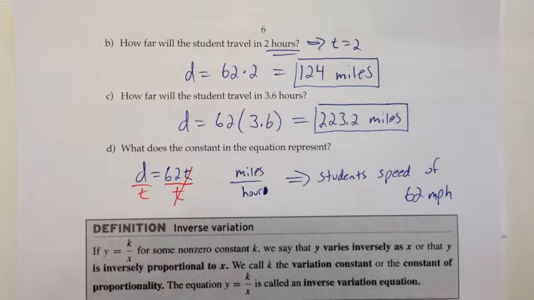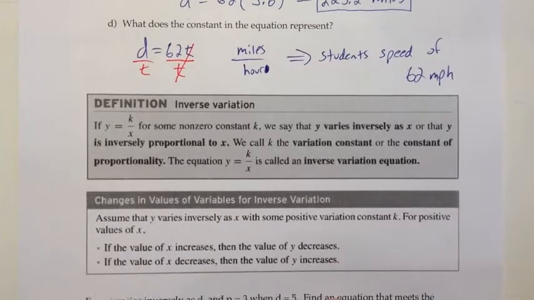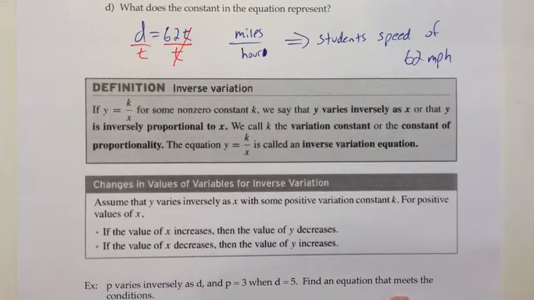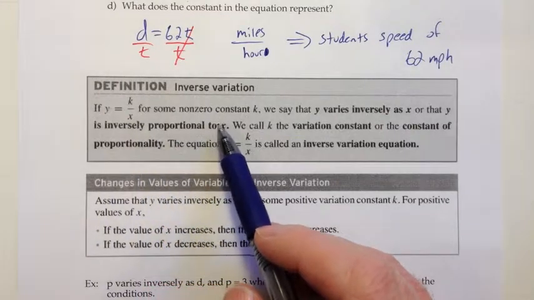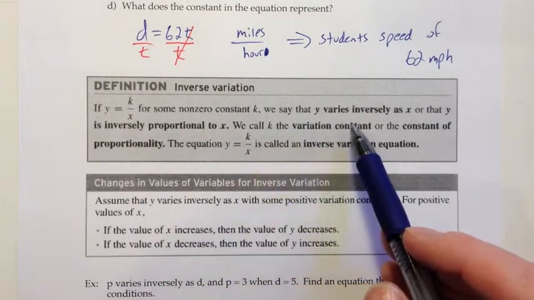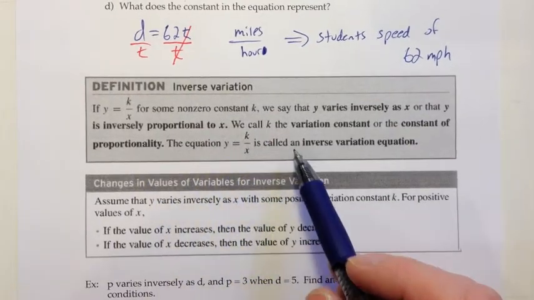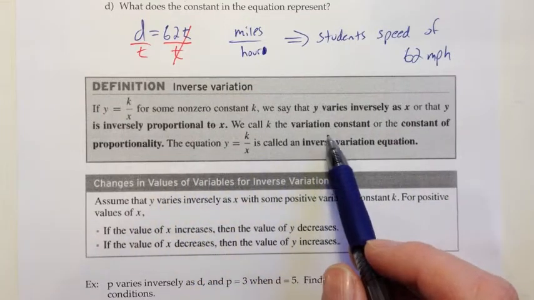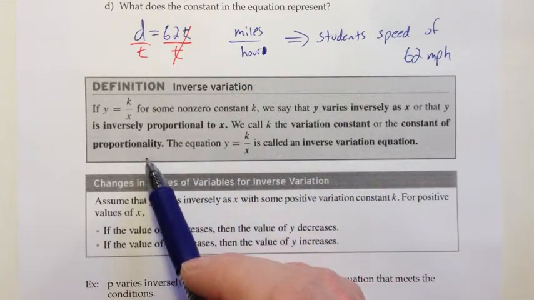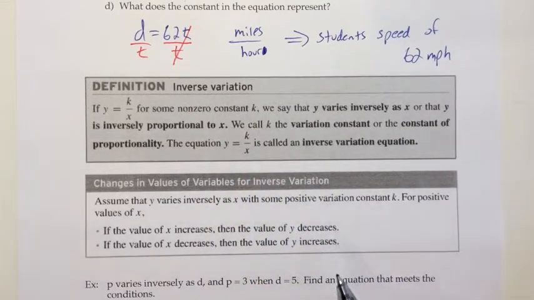Alright, so we just finished up looking at direct variation, and now we're going to look at a new idea called inverse variation. So let's look at the book's definition of that here. Inverse variation: if y equals k over x for some non-zero constant k, we say that y varies inversely as x, or that y is inversely proportional to x. And we call k the variation constant, or the constant of proportionality. And the equation y equals k over x is called the inverse variation equation.